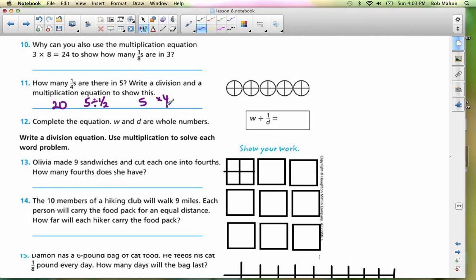Okay, one more. Olivia made 9 sandwiches and cut each one into fourths. How many fourths does she have? You can see my 9 sandwiches over here. You guys could draw those out and finish cutting those up. But really all you're doing is 9 divided by 1/4, sorry, or 9 times 4, which is 36. So if you counted those out, she has 36 fourths. Okay?